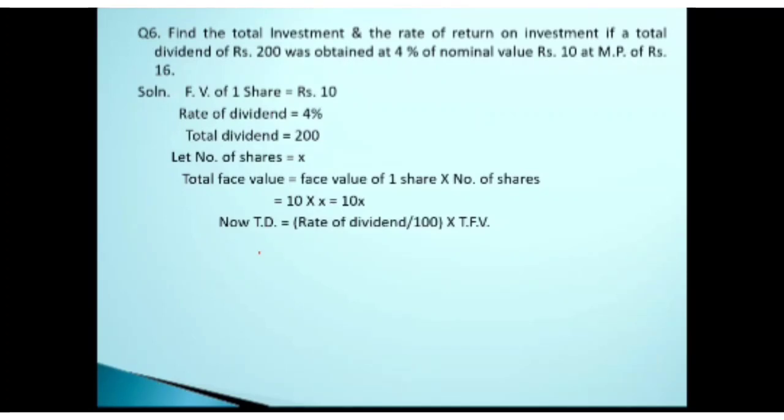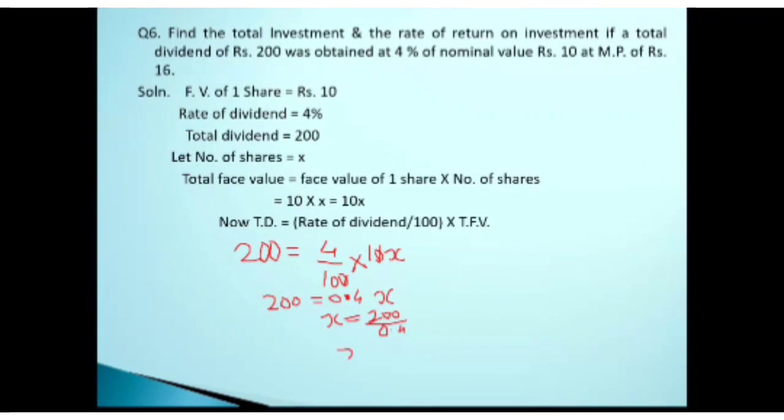See, total dividend is how much here? 200. So 200 will be equal to the rate of dividend. What is that? 4. So 4 upon 100 multiplied by 10X. So what happens when one of the zeros gets cancelled? All right, so 200 will be equal to 4 upon 10, that is 0.4X. So X will be equal to 200 divided by 0.4.